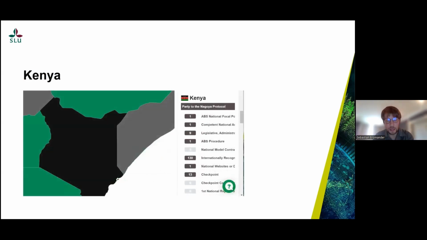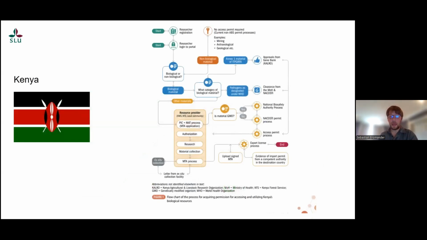All right, Kenya, they actually do have access legislation, so you have to comply with it if you bring material from Kenya, and you may face this. Kenya is not an easy country, I would say. It's maybe one of the more challenging. But this is how it looks, and it's easy to get lost or be very unsure how to handle it, even for people like me who have been working with different countries. It's not easy.